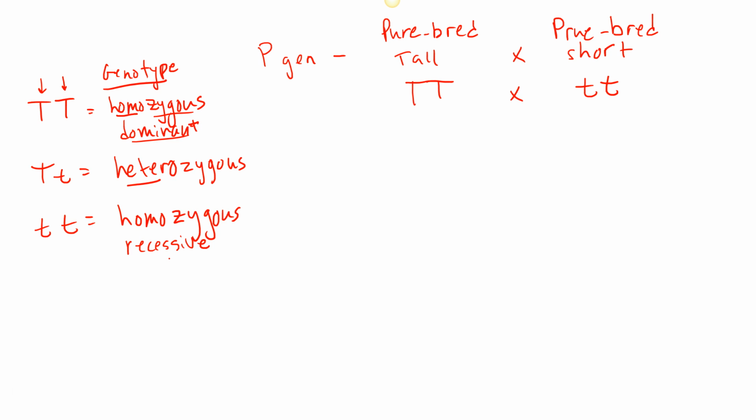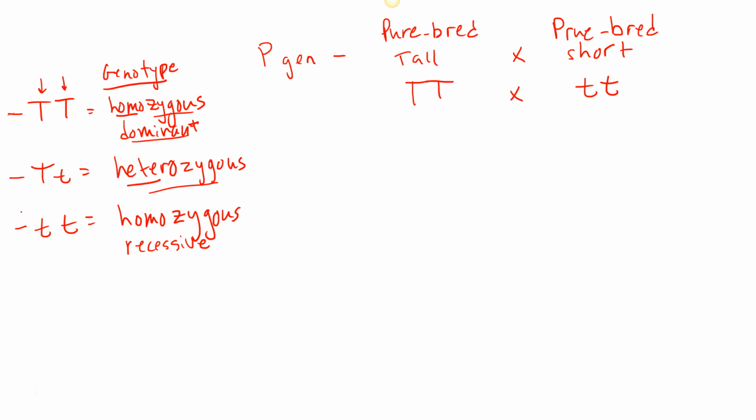I had students ask me before, I'm reading a word problem and it said cross two heterozygotes. How do I know if it's heterozygous dominant or recessive? And the answer is, you don't. It doesn't matter. If it says it's heterozygous, that means it's just one of each. So these are the descriptions of the letters.